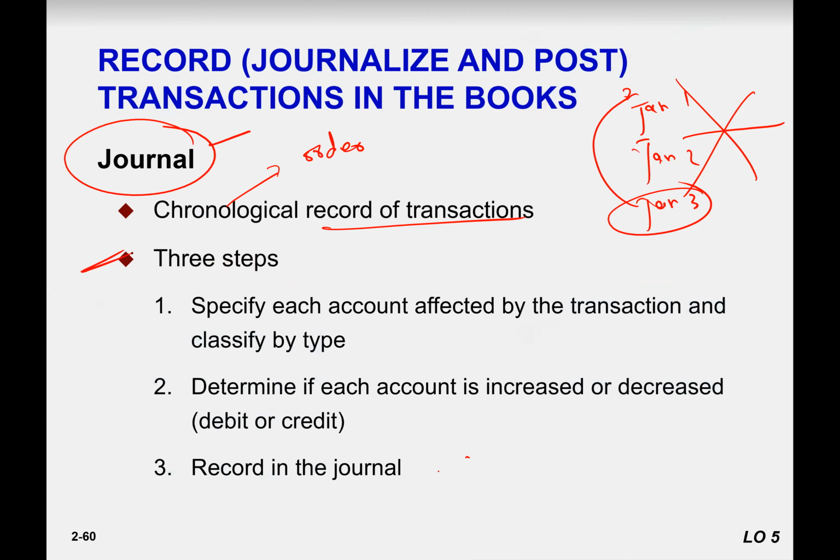So there are 3 steps to make a journal. Number 1, specify each account affected by the transaction and classify by type. Remember, any transaction would affect at least two accounts. It can affect more than two, but at least two accounts. You classify whether these two belong to both assets, or one is an asset and the other one is a liability, or the other one is stockholder equity. You specify that.